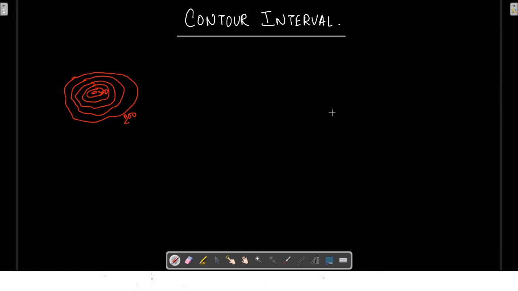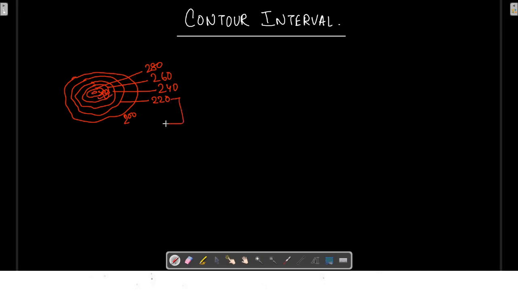Now for example, let us see what is contour interval. We have this contour line where it is marked as 200 here, and this line has got the value of 300. So what is the difference between the lines in between 200 and 300? So if this line is 200, we can consider this one to be 220. This is 240. Then comes this one which is 260. Then comes this line which is 280, and then we get the 300, right?